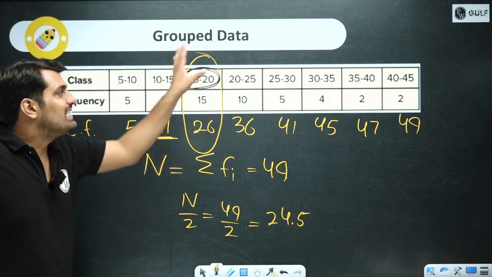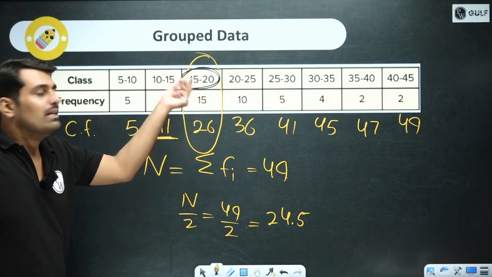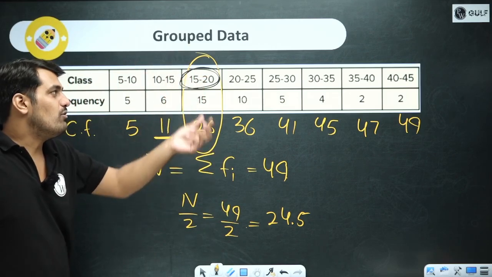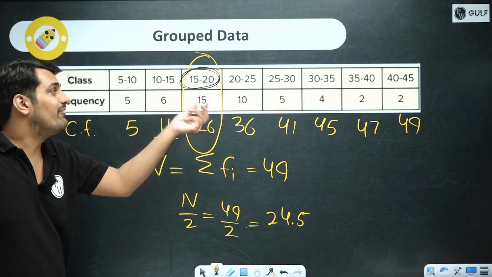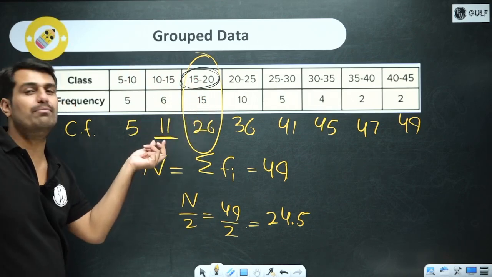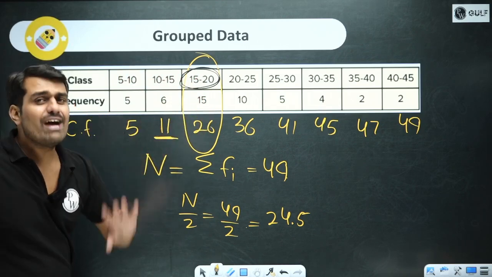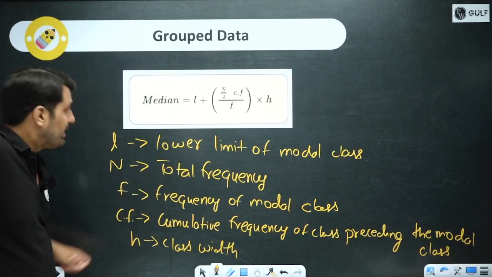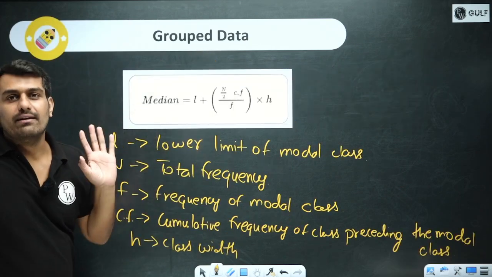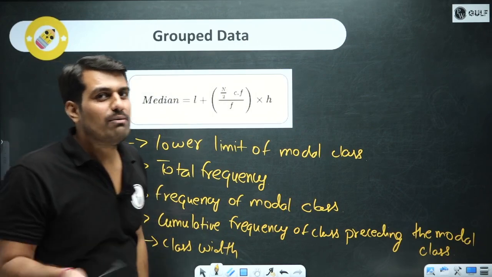Now, if this is the modal class, then for this the lower limit, the class width H value can be found out, the frequency of it, and then the cumulative frequency of the preceding one, that means the 11 over here. Once you have all these values, put down all the values over here, and we'll find out the median.